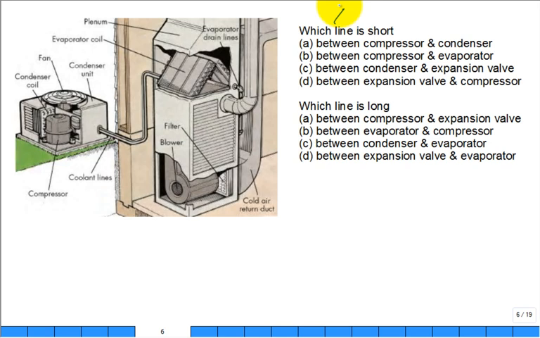Okay. Which line is short? Meaning it's not very long. Is it between the compressor and the condenser, between the compressor and evaporator, between the condenser and expansion valve, or expansion valve and compressor? What we're going to do is you'll raise your hand, I'll call on you, you'll answer it, and then you're done for the day in answering questions, if you get it right. All right.